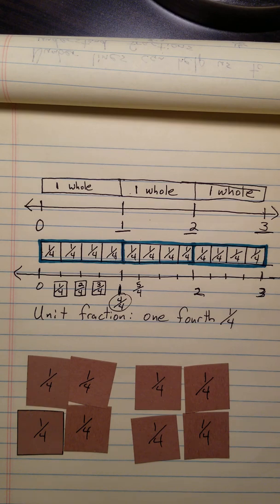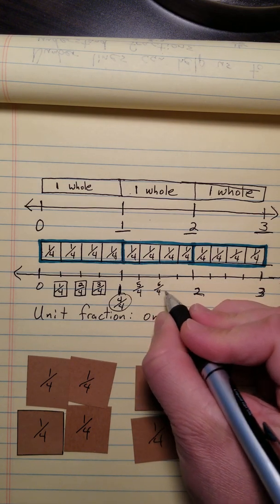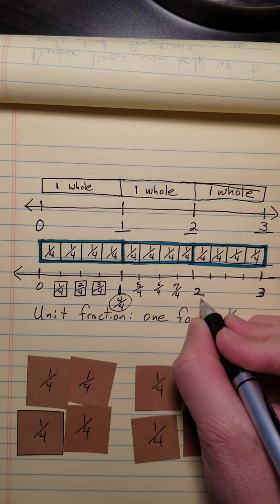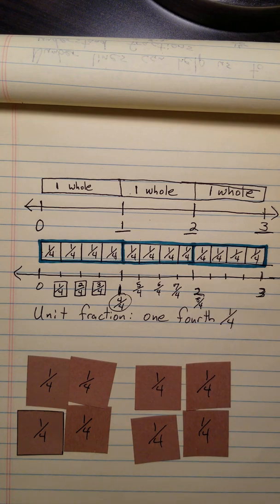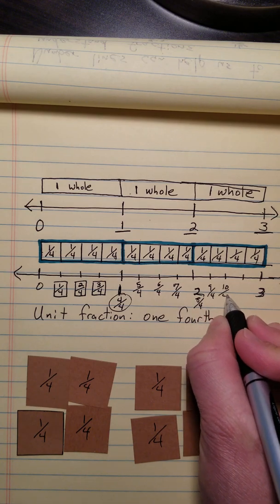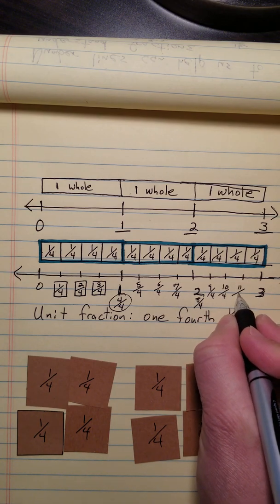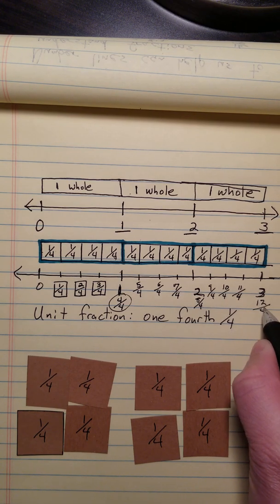Okay? Now I've got 5/4, 6/4, 7/4, 8/4. Okay? And we can continue. 9/4, 10/4, 11/4, and finally 12/4.